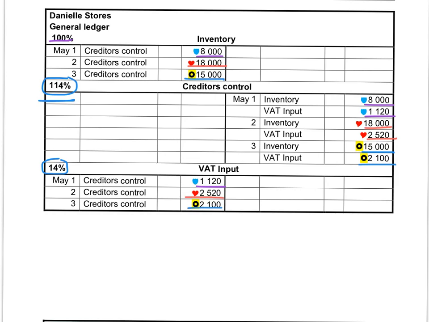Inventory and all your other assets, expenses, income, liabilities will all be 100% accounts, because you are not allowed to put the VAT as part of the cost price. You claim the VAT back from SARS.